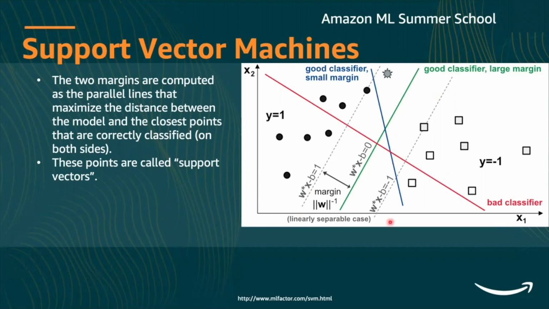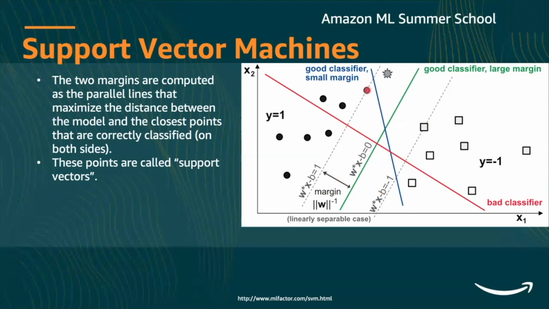Now, the interesting feature which I've not mentioned is the gray dotted line. These lines represent a no man's land in which no observation should fall. So each strip of these gray lines can be viewed as a margin of error, because no sample should fall here. These two margins are computed as the parallel lines that maximize the distance between the samples of the two classes.